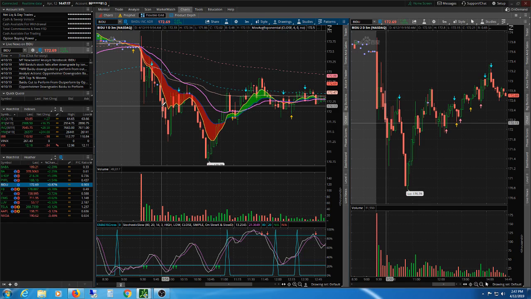I do pay the $4.95 if I buy stocks, because there is no commission per contract for stocks. So I still have the $4.95 for stocks. I don't trade stocks, so I don't really care if it's $4.95 or $14.95. But they're not going to waive it for stocks.